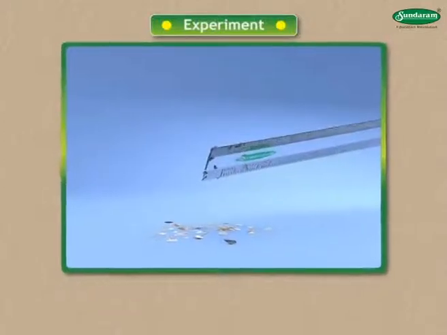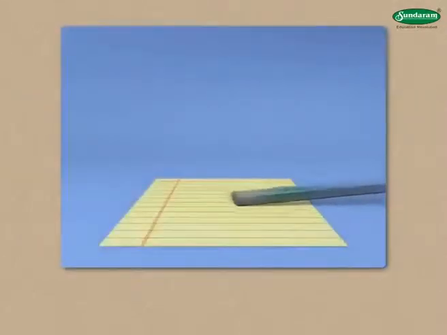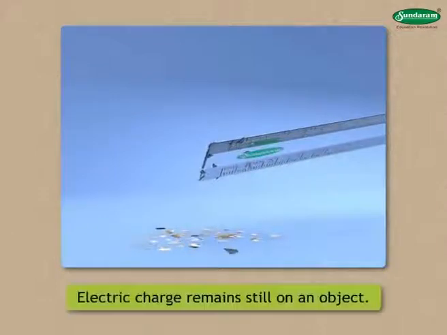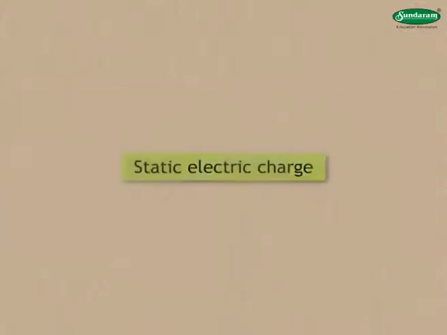You could do the same experiment with a plastic comb too. Generally, if we rub a plastic ruler or comb on paper, an electric charge develops on them. It is because of the charge that the paper scraps are attracted to the comb or ruler. As this charge remains still on an object, in this case a ruler or a comb, it is called a static electric charge.